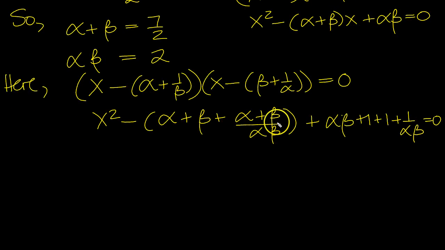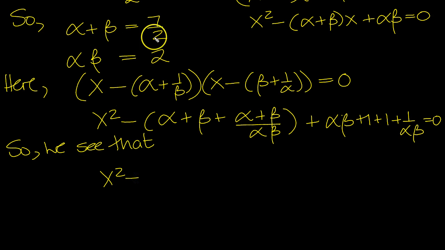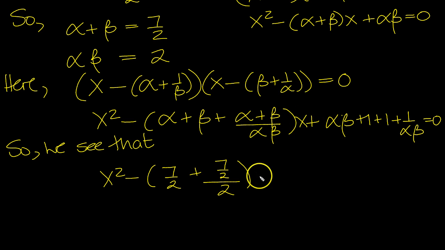So basically we need to put in these, so we see that, what have we got then? We've got x squared minus alpha plus beta, which is 7 over 2, plus alpha plus beta, which is 7 over 2, over alpha beta, which is 2, close bracket, lots of x, I should have written x here, shouldn't I, plus alpha beta, which is 2, plus 2, plus 1 over alpha beta, 1 over 2, equals 0.